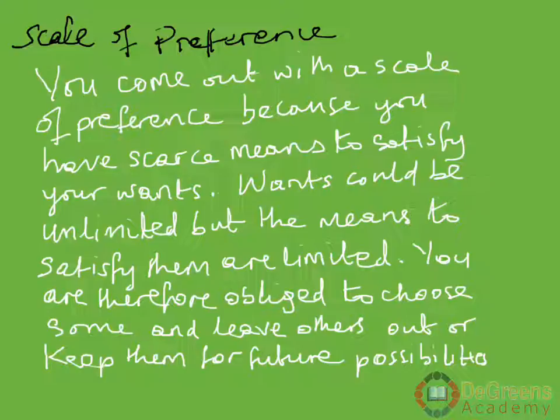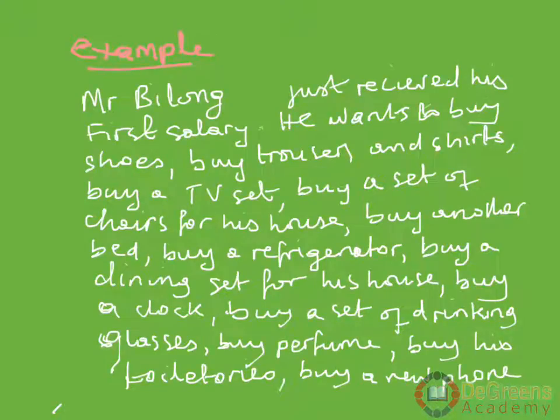So to choose, you come out with a scale of preference, because you're supposed to choose the things that you like best, and then you list them down according to how less you like each one. So you come out with a scale of preference because you have scarce means to satisfy your wants. Wants could be unlimited, but the means to satisfy them are limited. We are therefore obliged to choose some and leave others out. So that is how you come up with a scale of preference. So if you look at this example of Mr. Bilong, he starts work and they give him his first salary.